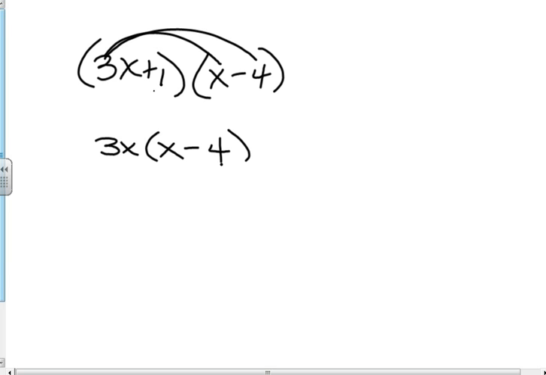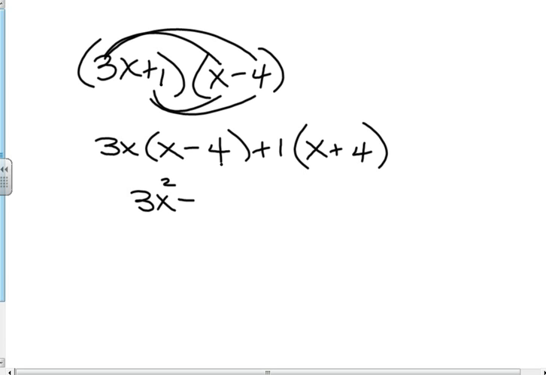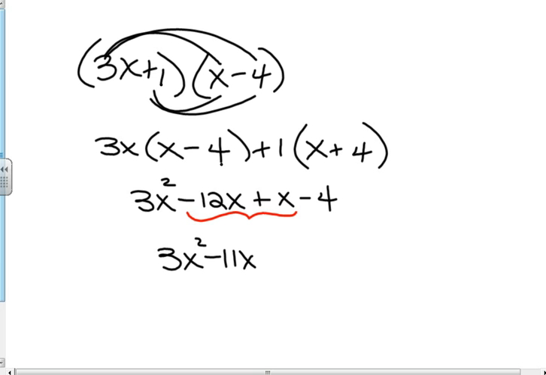And then the positive 1 goes all the way through. I'm going to put the 1 in front there just for the notes. And that's your same FOIL. Your 3x times your minus 4, so 3x squared minus 12x. And then plus x minus 4. Most of the time, it's never a guarantee because something strange can always happen, but most of the time it's your outside and inside that can go together. And so you end up with 3x squared minus 11x minus 4.